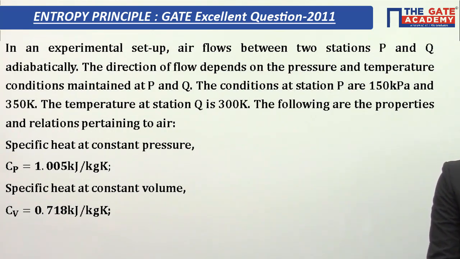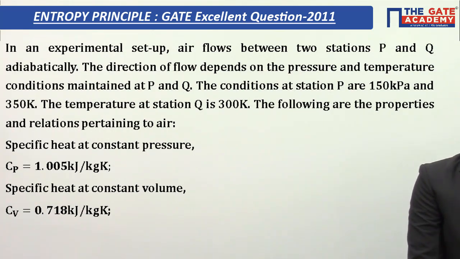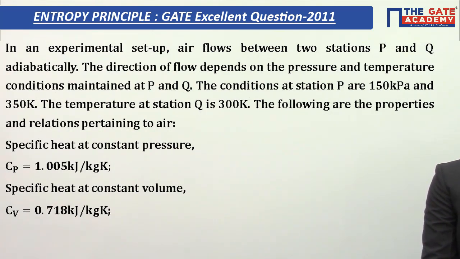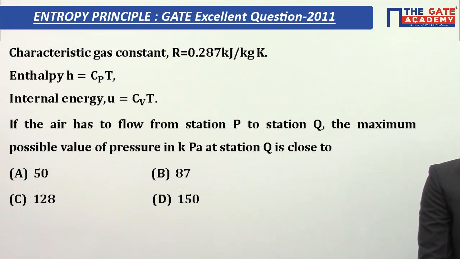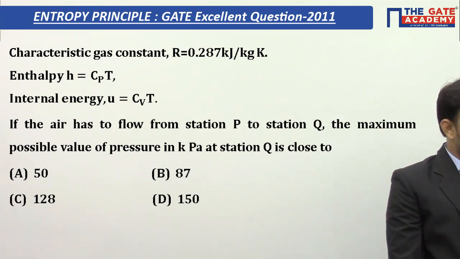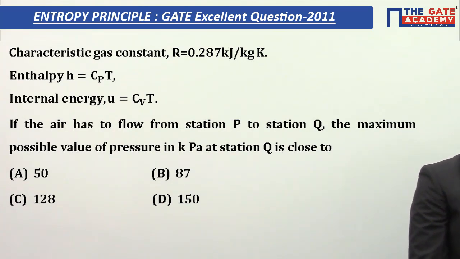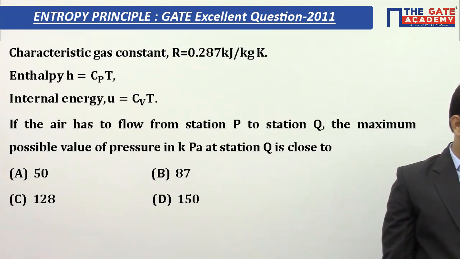The following are the properties and relations pertaining to air. Specific heat at constant pressure Cp is 1.005 kilojoules per kg Kelvin. Specific heat at constant volume Cv is 0.718 kilojoules per kg Kelvin. Characteristic gas constant R is 0.287 kilojoules per kg Kelvin. Enthalpy h for air is written as Cp times T, and internal energy u for air is written as Cv times T, specific enthalpy and specific internal energy.